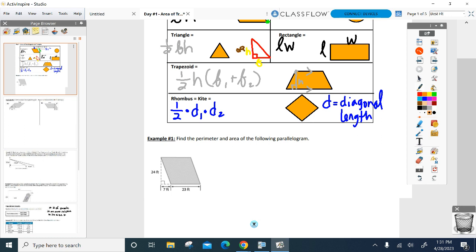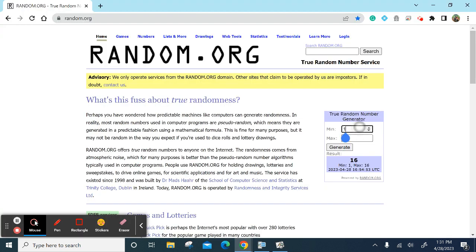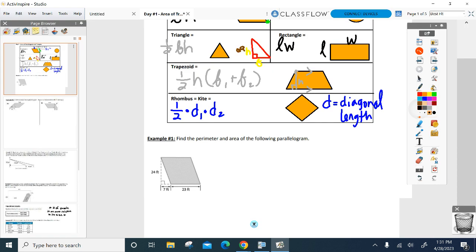So look at example 1, perimeter and area. Ooh, big decision coming up. Who's got 15? Perimeter or area, John? Area. All right, let's do area first. You got it. So area, base times height. And I actually did serve both up here.